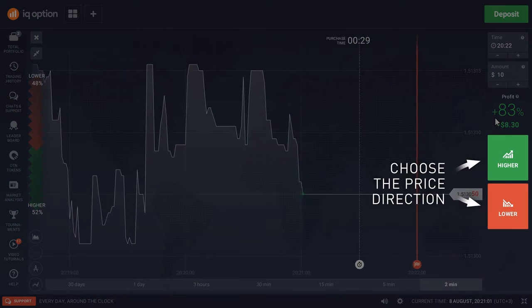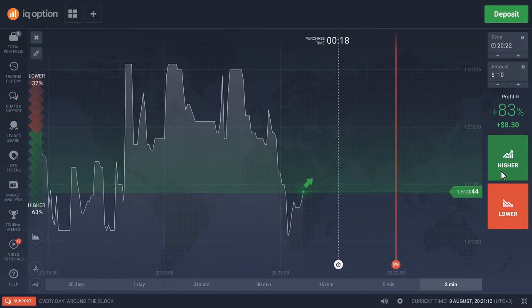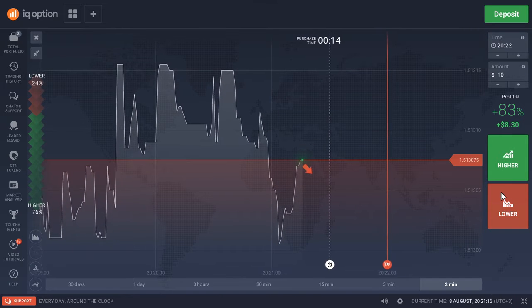Choose the direction of the price movement. If you suppose the price will go up, click the green Higher button. If you expect the price to go down, press the red Lower button.